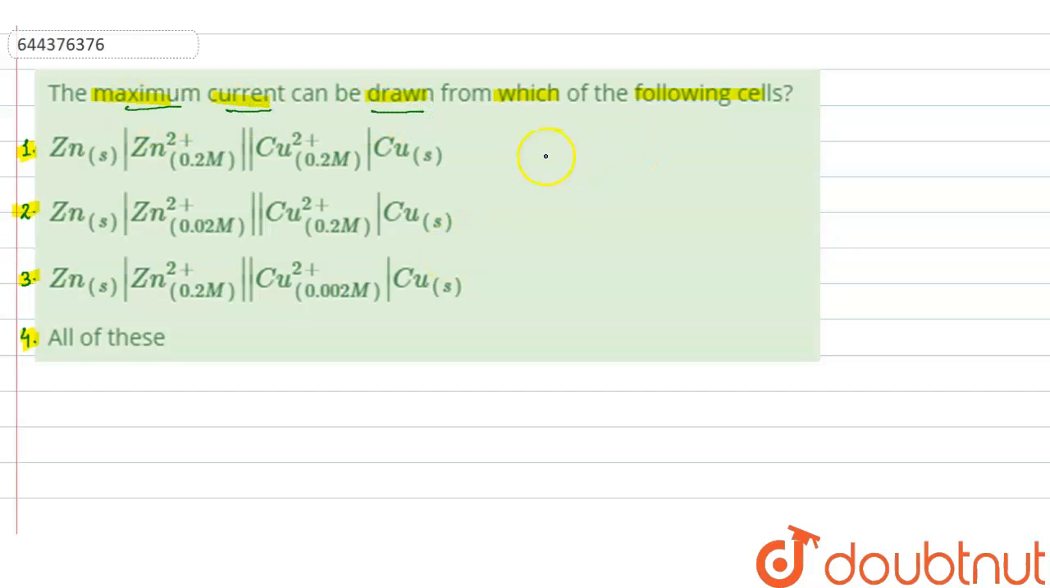So what we will do here is calculate the cell potential in each of these cells, because more cell potential means more current can be drawn from that cell. For calculating the cell potential, we can use the Nernst equation. According to the Nernst equation, E cell is equal to E naught cell minus RT by nF ln Q.